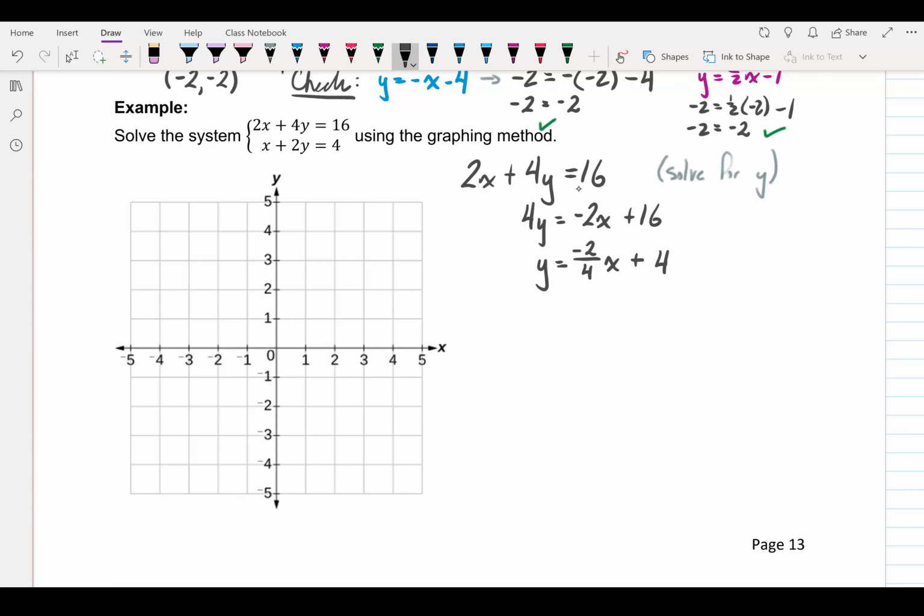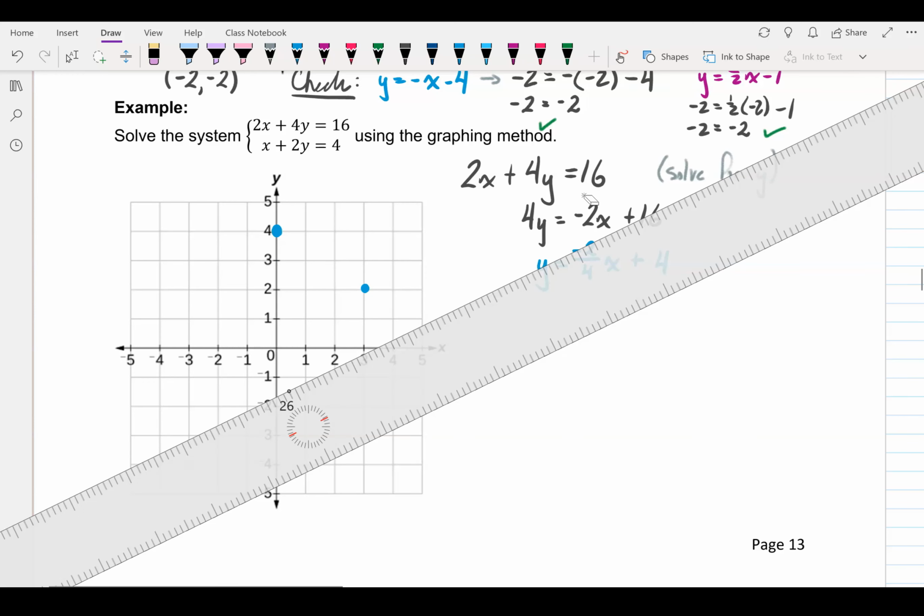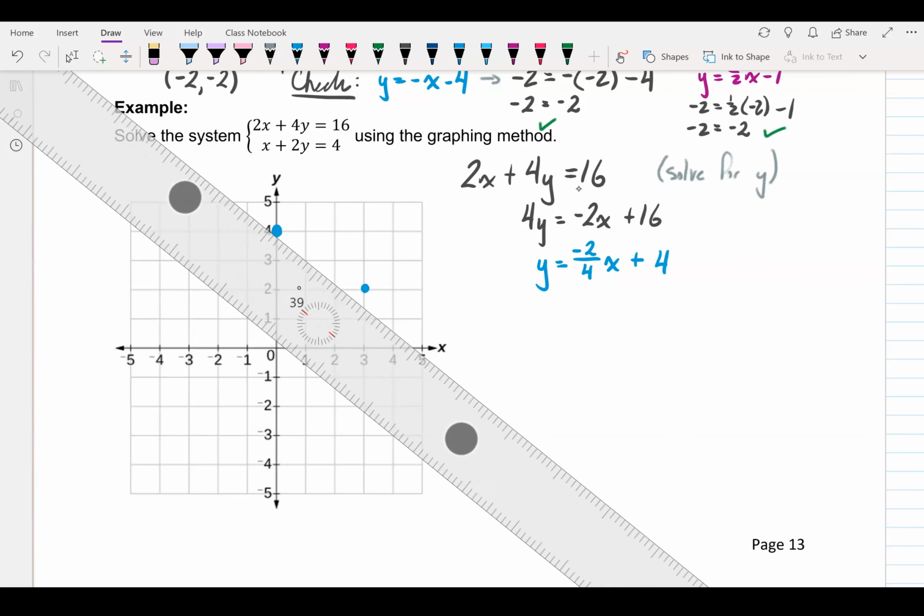That line, I don't need to write down slope and y-intercept here. I can read it right off, okay? I can read it directly from what I see. I know that this is my y-intercept point, and I know that this is going to be my slope. I'm going to go down 2 and over 4. Down 2 and right 4. This is my other point. Okay, I only need 2 points. I don't need anything else to draw that line, so I'm going to go ahead and draw that now.